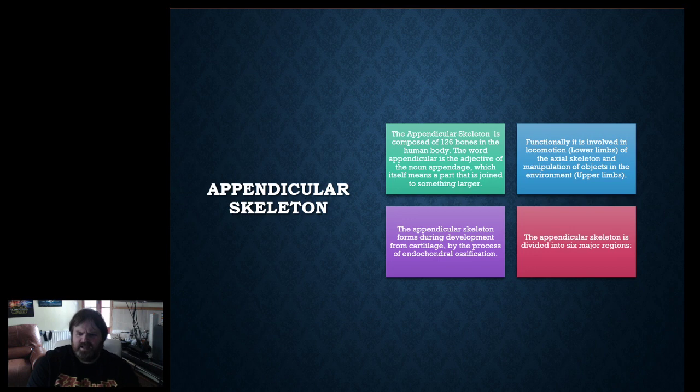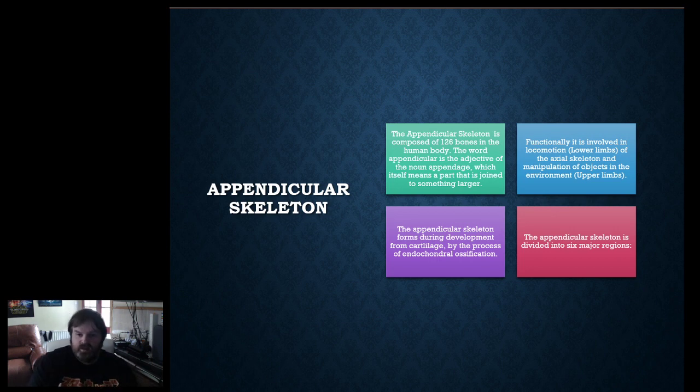The appendicular skeleton forms during development from cartilage by the process of endochondral ossification. So when you're a baby, you have over 300 bones. The extra bones don't just run away, they don't leave. They are different sections of bones that are joined by cartilage, and as you get older, the cartilage fuses together. The growth plates I was talking about earlier are a section of cartilage in your bone that allows it to grow and stretch. As the cartilage grows and ossifies, turning into bone, the bones become longer and longer.